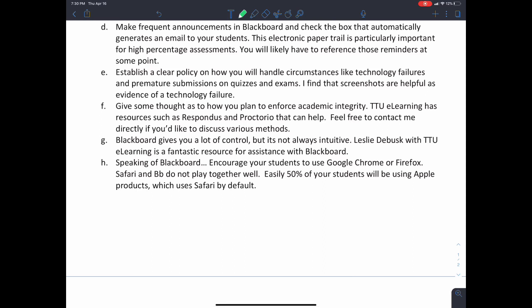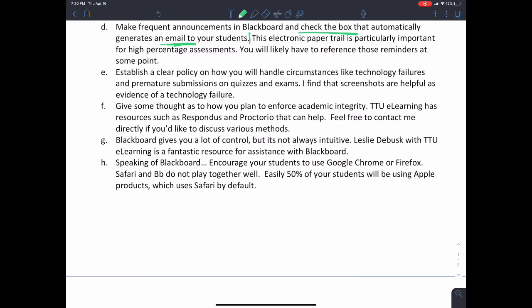So one way to help mitigate some of these issues of missed exams is to make frequent announcements in Blackboard. As you do that, I recommend that you check the box, because there is a checkbox that allows you to automatically generate an email to your students. This is the part that is so important as to why they need to be sure and check their official TTU email frequently, because when you check that box, this is where that message will go. Explain that to your students.